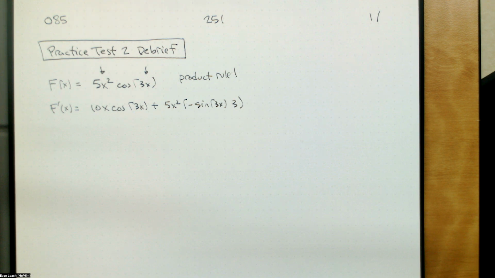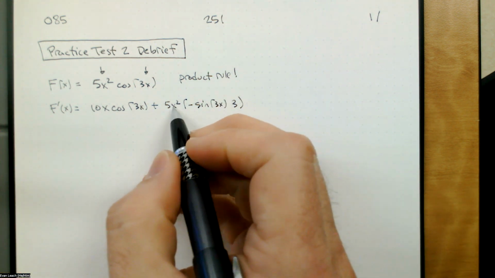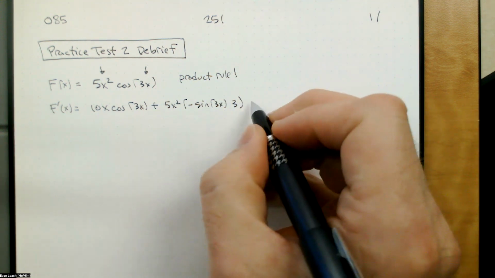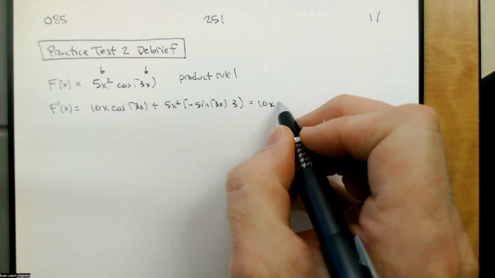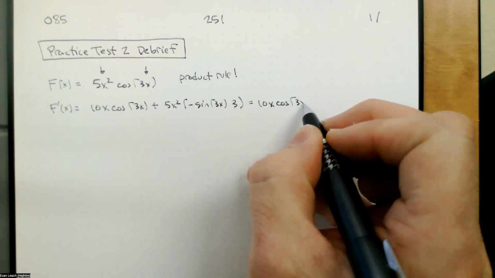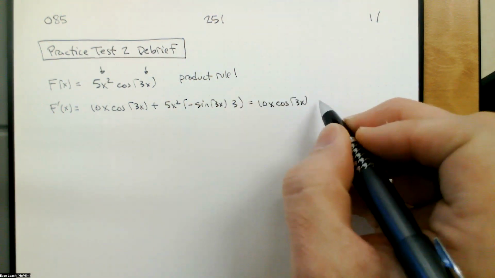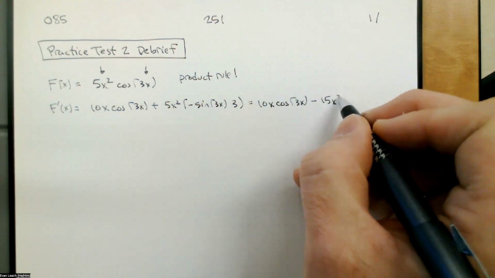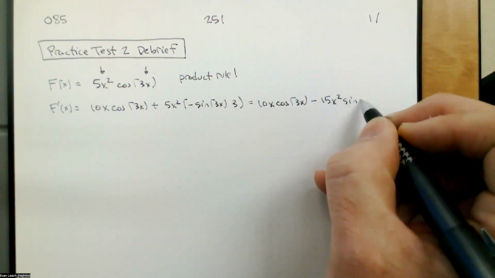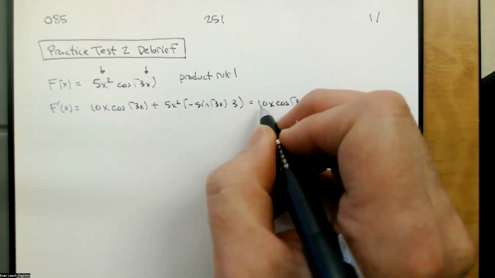If we want to clean this up, we have to recognize that there are two terms here, not three terms. There are two terms here. This 5x squared is getting multiplied by this negative sign. So we can say 10x cosine of 3x minus 5 times 3 is a 15x squared times a sine of 3x.